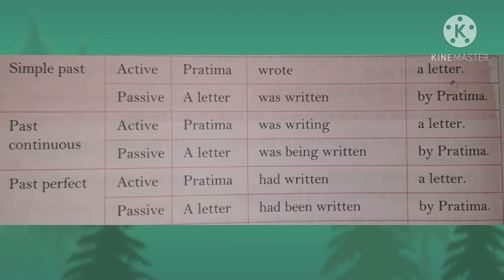Past continuous. Active: Pratima was writing a letter. Passive: A letter was being written by Pratima. Past perfect. Active: Pratima had written a letter. Passive: A letter had been written by Pratima.